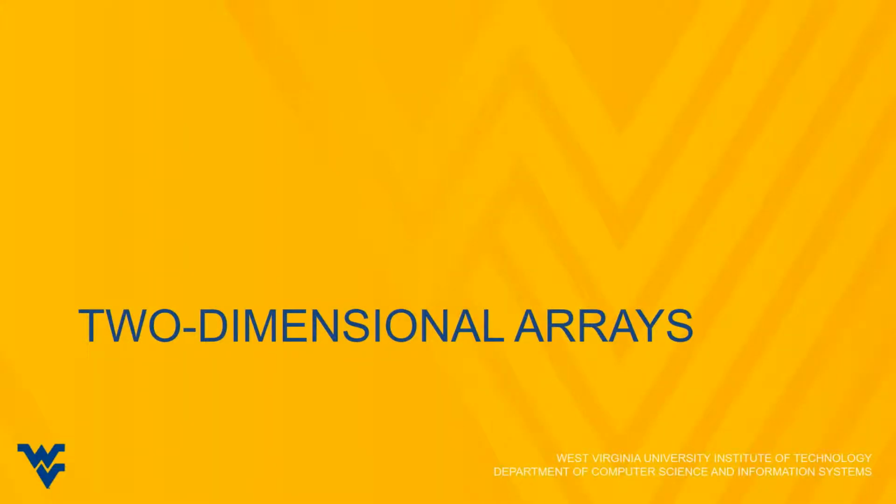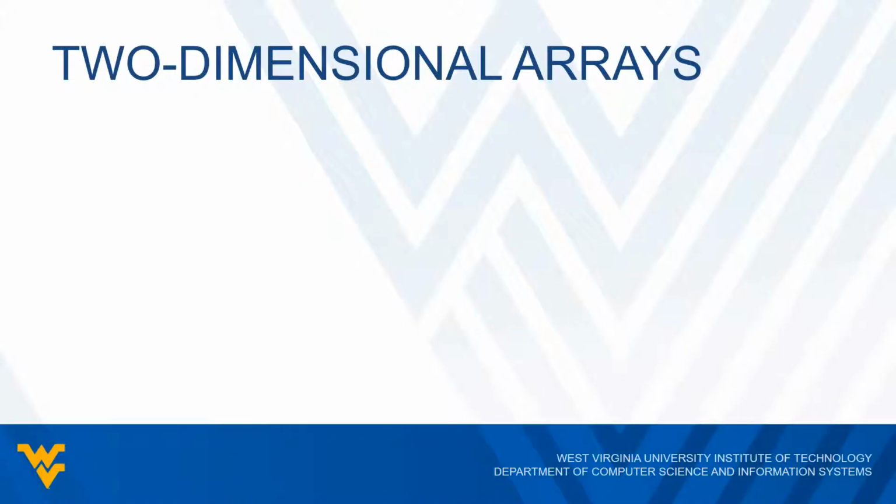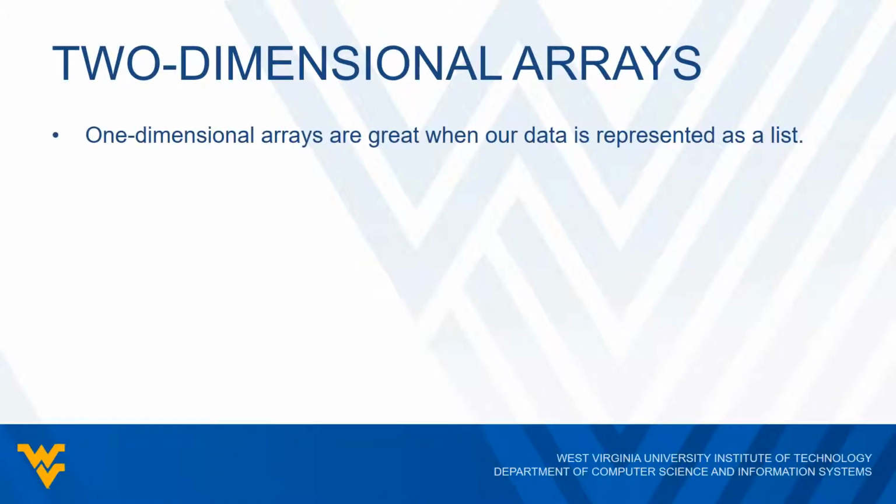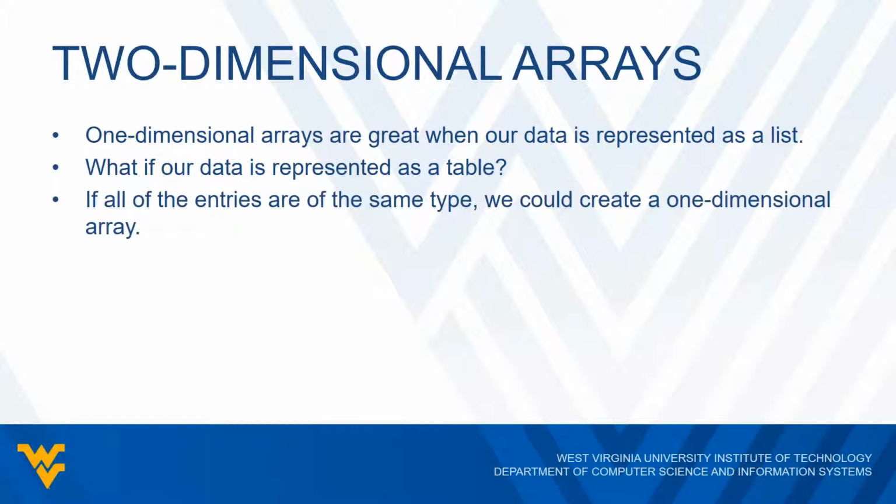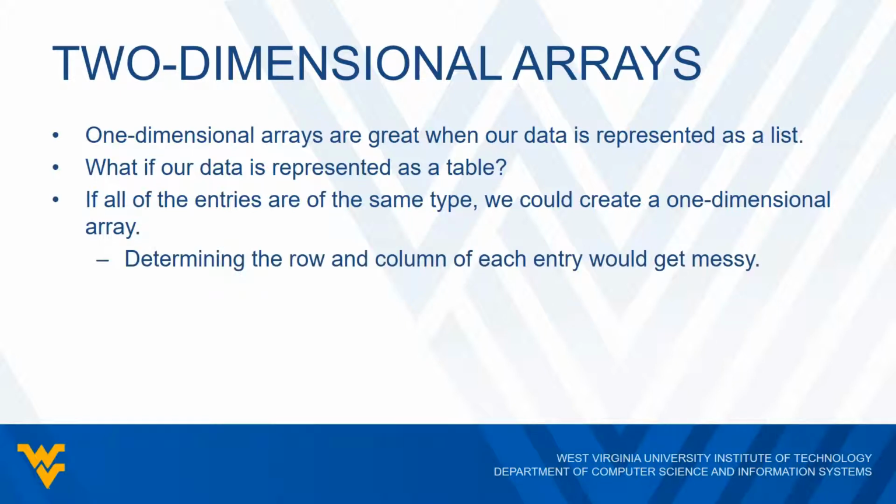We're now going to take a look at another type of array called the two-dimensional array. So far, we've talked about managing one-dimensional arrays, and these are great when our data is represented as a list. But what if our data is represented as a table? Well, if all the entries are the same type, then we could use the one-dimensional array approach. The problem with that is trying to determine the row and column of each entry would get messy.